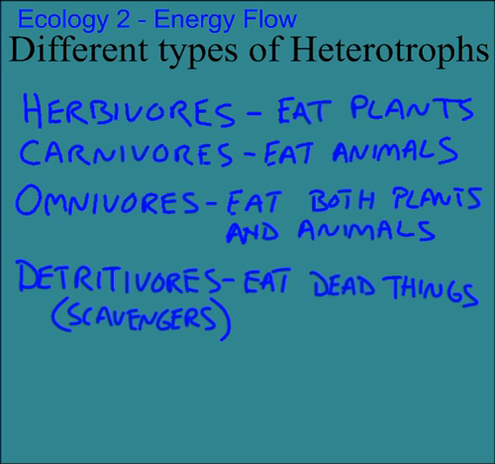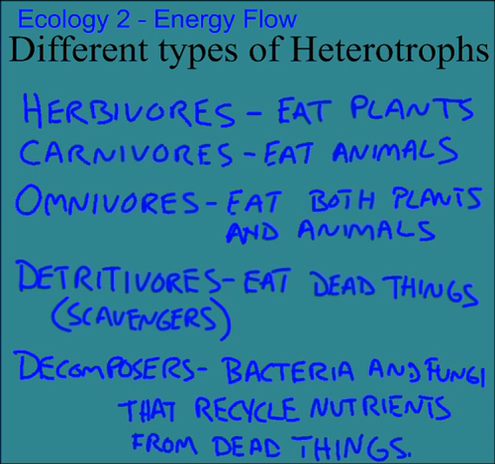Then there are detritivores. Detritus is dead stuff. So detritivores are eating dead things. We can also call them scavengers. There are many more subcategories, like piscivores eat only fish, frugivores eat only fruit, but these are the main ones that you need to know.